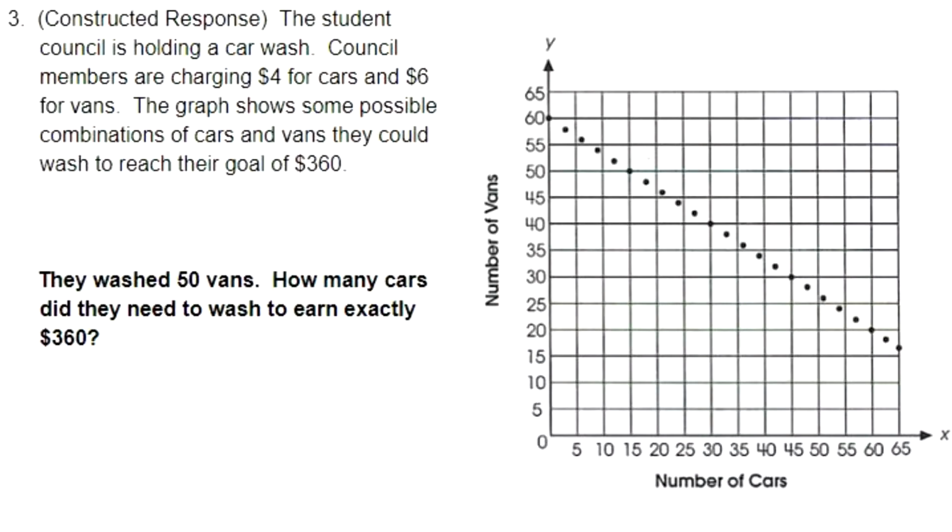Let's move on now to number 3. Now number 3 says the student council is holding a car wash. Council members are charging $4 for cars and $6 for vans. The graph shows some possible combinations of cars and vans they could wash to reach their goal of $360. They washed 50 vans. How many cars did they need to wash to earn exactly $360?